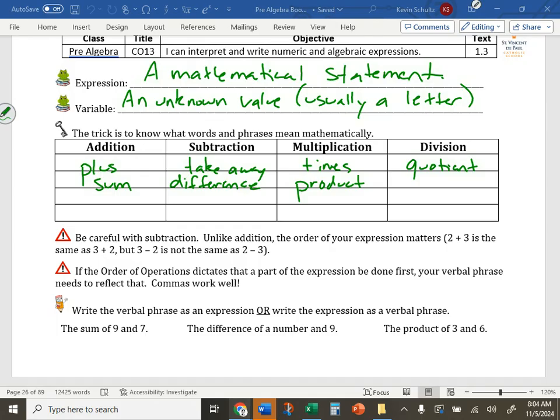Going back to subtraction a little bit, there's one in here that can be a little bit tricky, and so I want you to star it, and that is less than. Okay? Less than.